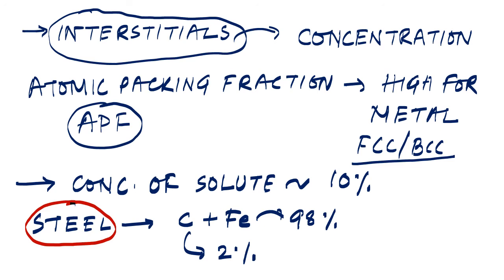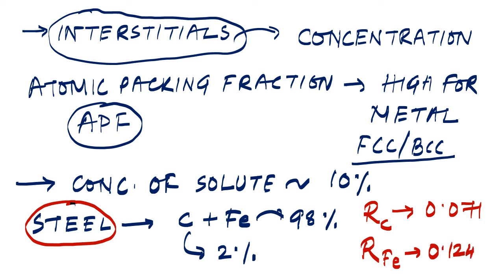Why am I saying so? Because the atomic radius of carbon is about 0.071 nanometer, and the radius of iron is 0.124 nanometer. Okay, fine. So here you can see that the size difference is quite large, and they will form an interstitial. So carbon steel is a very good example of an interstitial solid solution. Basically, we are talking about an alloy, right?